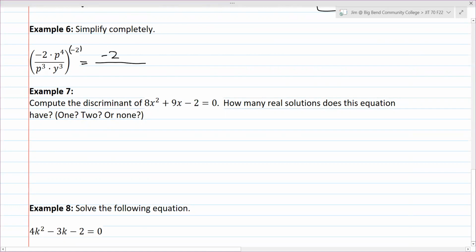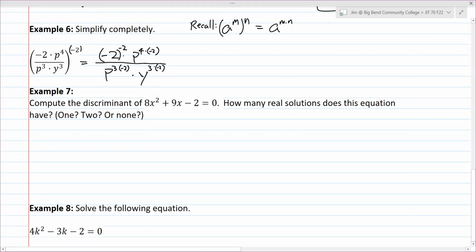So how does it work? Right. Negative 2 will have the power of negative 2 applied. And then p to the 4 will have the power of negative 2 applied. And then p to the 3 will have the negative 2 being multiplied. And then y to the 3 will also have the negative 2 being applied. Because another rule we have learned is that if you have a to the m to the n, then that's when you multiply the m and n together.